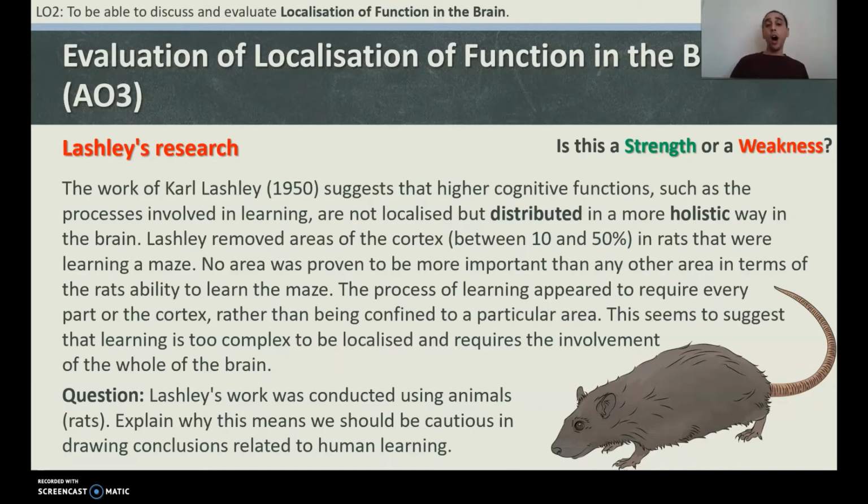On the other hand, you could argue, is this research really generalizable because it's been done with a rat and not on humans? Possibly, possibly not. Here's a question. Lashley's work was conducted using animals, rats. Explain why this means we should be cautious in drawing conclusions related to human learning. I've somewhat answered that question just now.